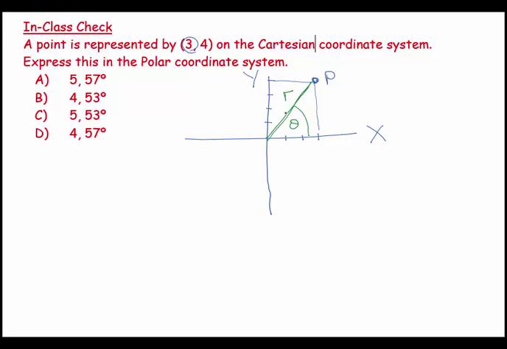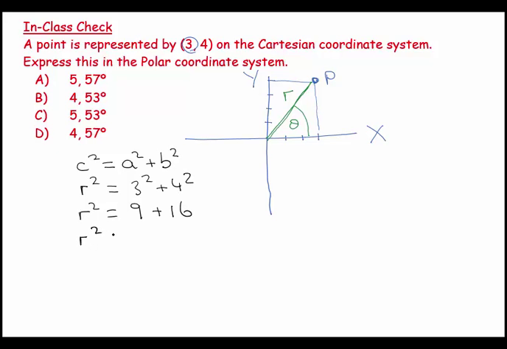And if we think about it, we can see some geometrical shapes that are coming. In order to find this length r, I'm going to rely on Pythagoras' theorem. And Pythagoras' theorem says that c squared equals a squared plus b squared. It's a right triangle, so that means that r squared is equal to 3 squared plus 4 squared. R squared is equal to 9 plus 16. R squared is equal to 25.